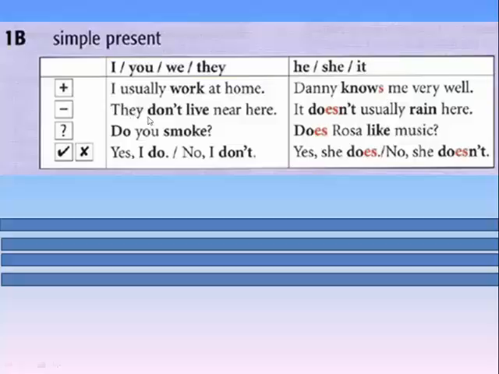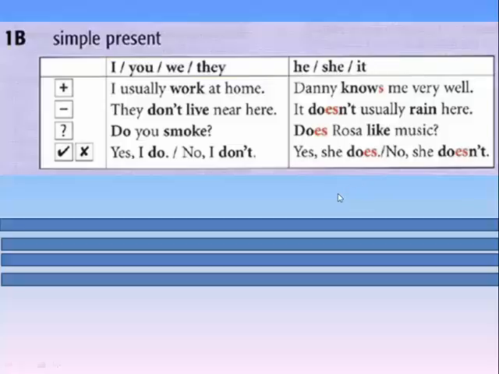In negative, we always need an auxiliary, and the auxiliary has the s. The verb is in the base form. For questions, we need an auxiliary, do or does. Do for I, you, we, they. Does for he, she, and it. The minimum short answer for yes, when it's I, you, we, or they, is yes, I do. For no, no, I don't. The minimum answer for he, she, it is yes, she does, or no, she doesn't.